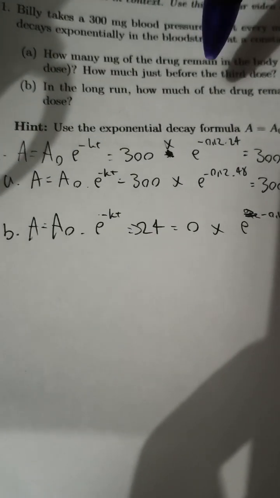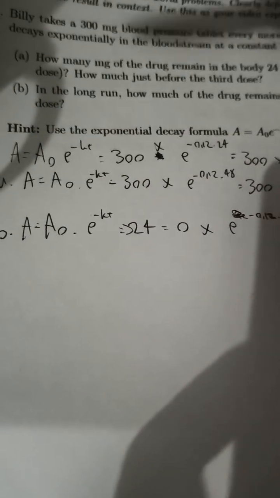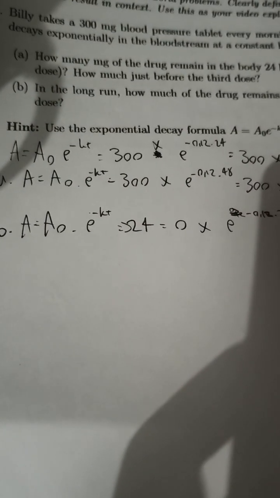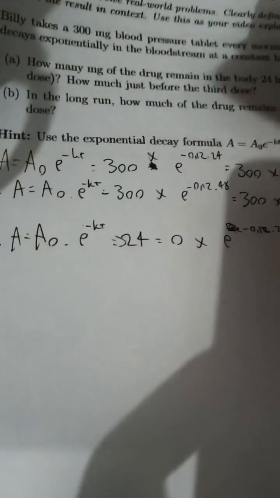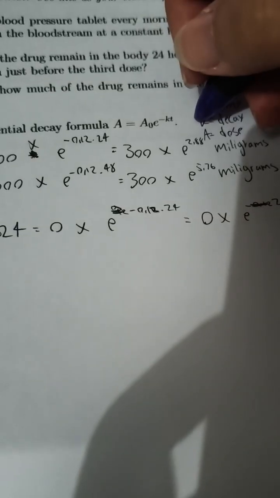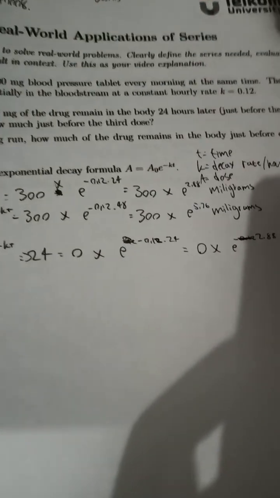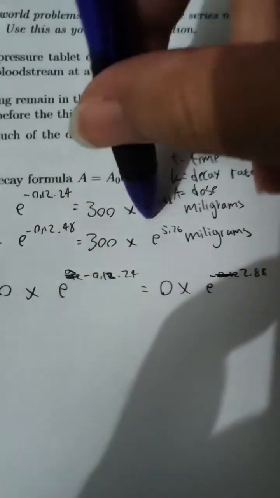So 0.12 times 24. Well, if I'm not using a calculator, I would just calculate this as 24 times 12 divided by 100. But since I have the power of a calculator, since this is not a test, which is cool, I just use a calculator. So its result is 300 times e to the power of negative 2.88 milligrams. Like I said, I don't think there's a clear numerical answer to this because there's an exponential.